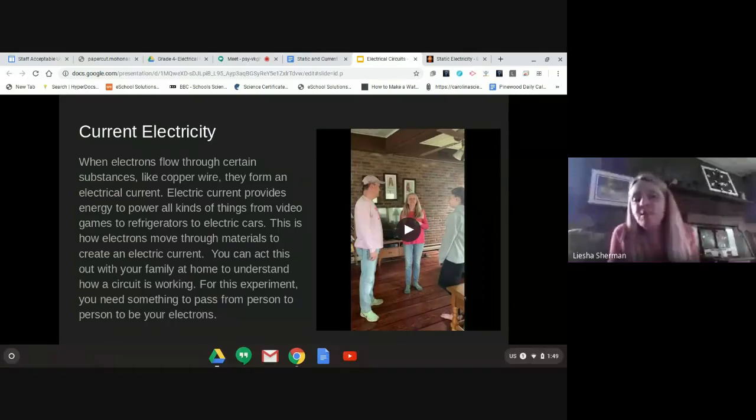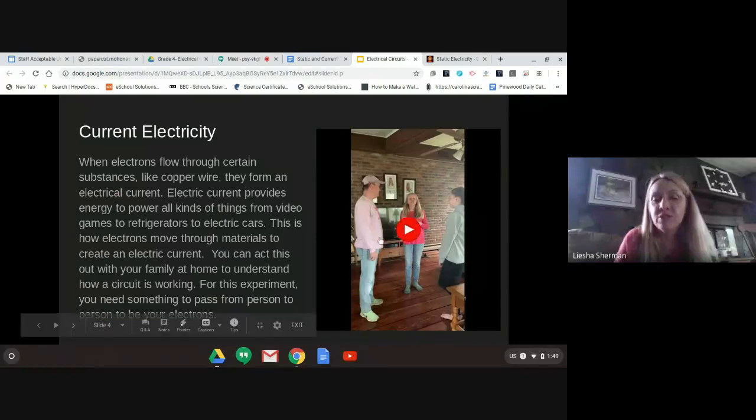The second part of the experiment involves an energy ball, which I know that you guys won't have at home, but it's still a really cool way to understand how the electrons are moving.